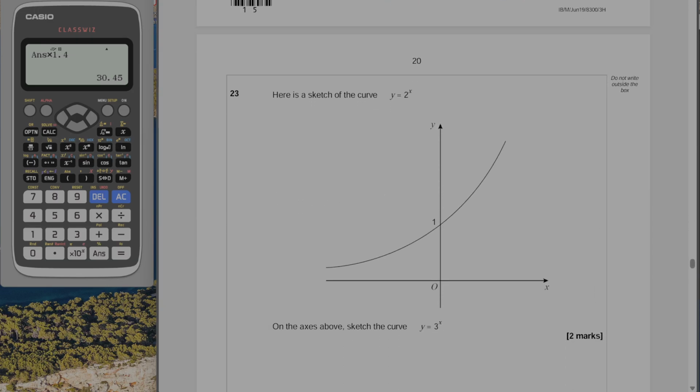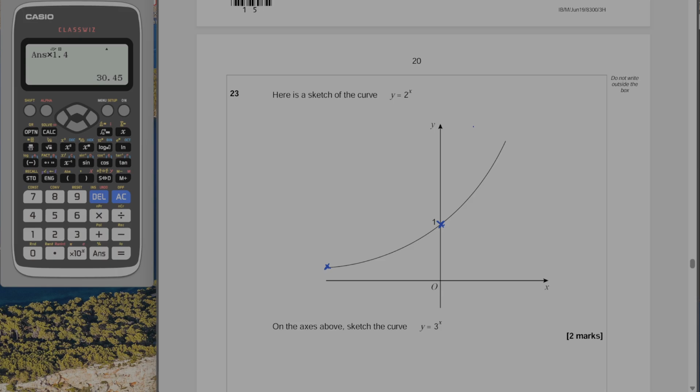Here is a sketch of the curve y is equal to 2 to the power x. On the axis above, sketch the curve of y is equal to 3 to the power x. Okay, so for this curve, for any curve like this, it will pass through that point. Then if you think about it, it will kind of have this tendency here.